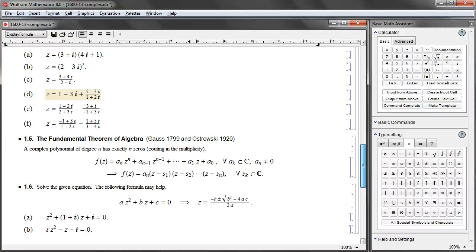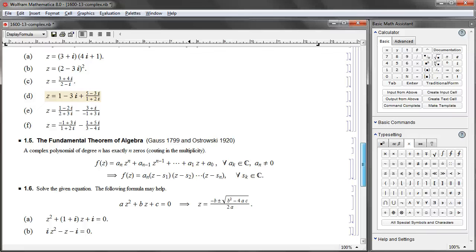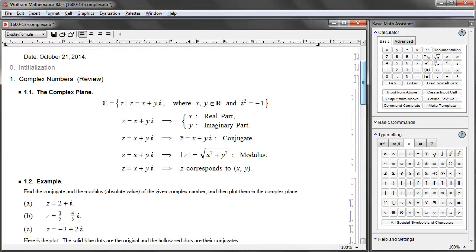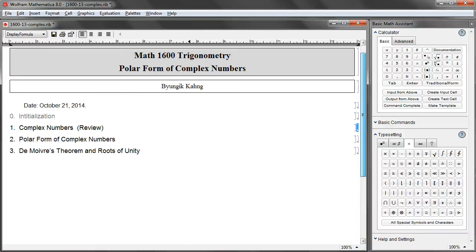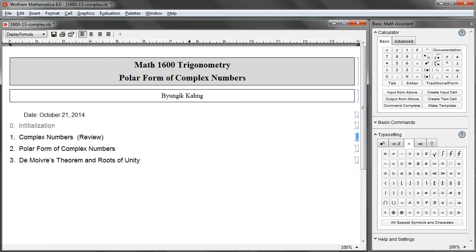Well, the fundamental theorem of algebra, this is actually a fallout from the notebook I created for college algebra, so let's not worry too much about those. There goes the review of the complex number system, and in the next video we are going to talk about the polar form of complex numbers.